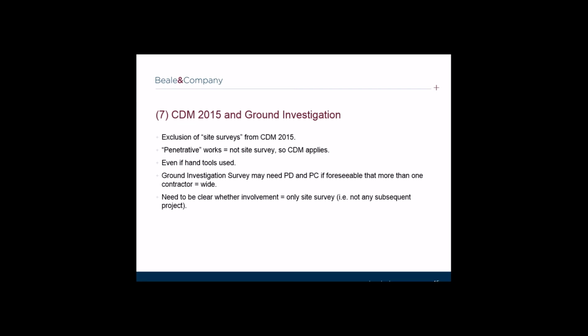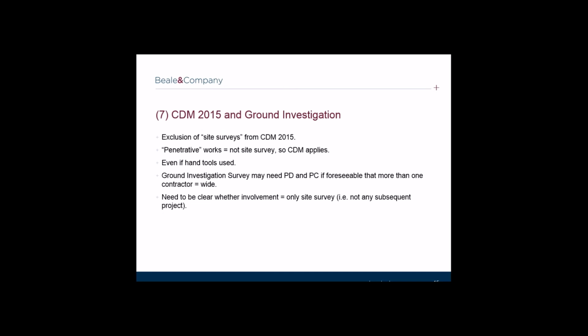CDM 2015 applies to construction work, the definition of which includes site clearance, exploration, investigation, and excavation, but not site survey. It is not entirely clear, therefore, whether initial ground investigations constitute construction work and fall under CDM 2015. The HSC has suggested that site survey, which is excluded from CDM 2015, is very limited and will only include non-intrusive works. If the works involve penetrative works, even with hand tools, the work will be classed as construction and the regulations apply.